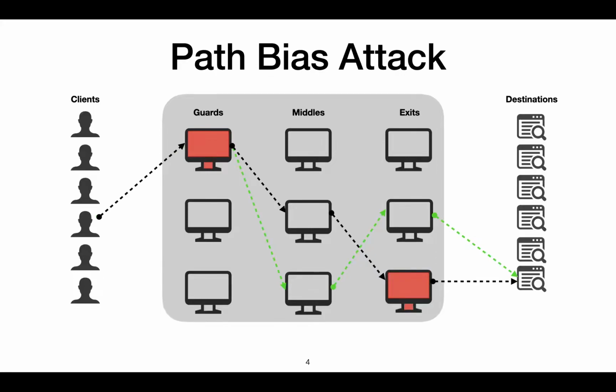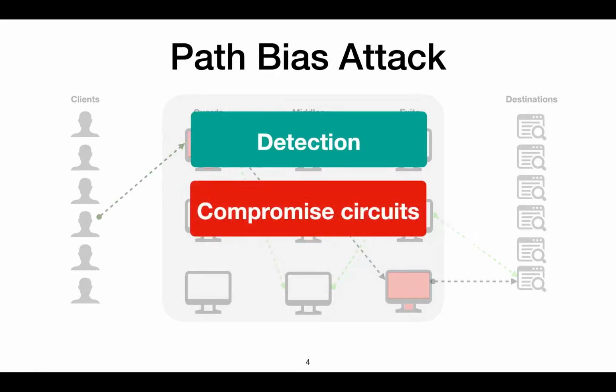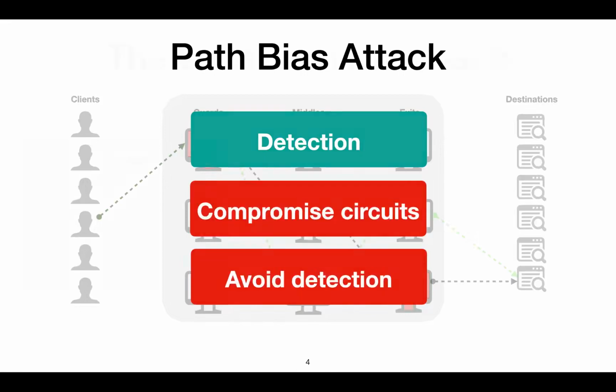Using this attack, when a client uses a compromised guard, the adversary diverts more circuits through the compromised exit than would occur in the normal operation of Tor, therefore compromising a larger volume of circuits than they would by just passively controlling some guard and exit relays. Our goal in this work is to detect attacks of this form. The adversary's goal is to compromise circuits and to avoid detection.